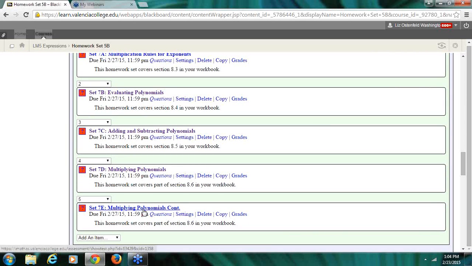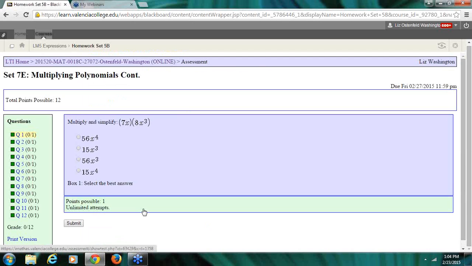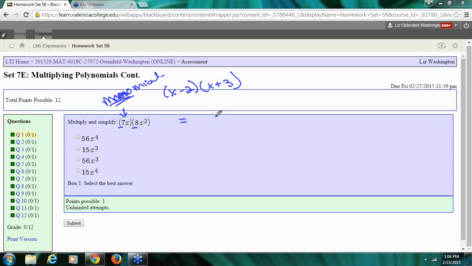Alright, I did 7D. Let's do a couple more from 7E. This is actually simpler than what we did before. What we were doing before was 2 terms multiplied by 2 terms. Here it's 1 term, a monomial. Which means it's 1 term multiplied by 1 term. So essentially what you're doing is you're taking the coefficients, which is 7 and 8. You get 56. And then the variables, x and x cubed, which is really x to the 4th. Don't overcomplicate it, okay?